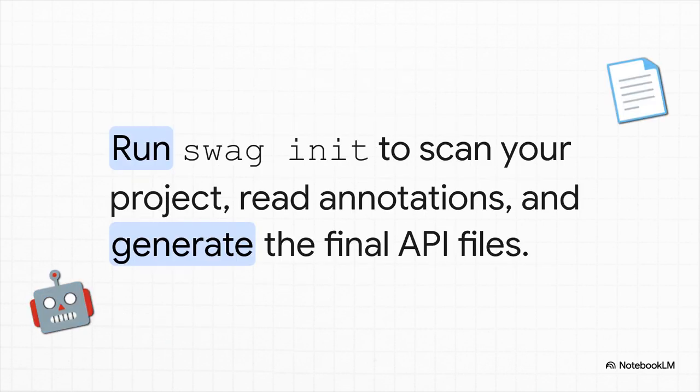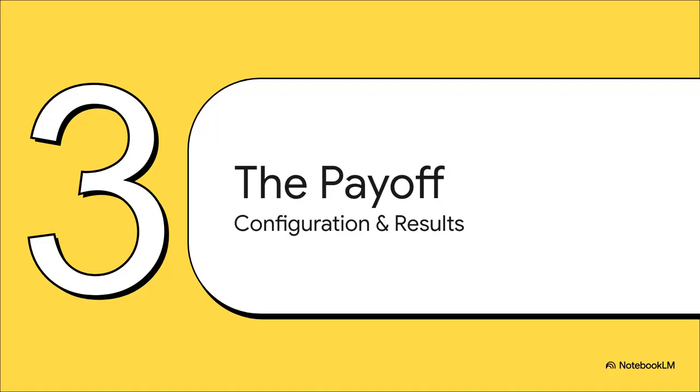And for our final step, we just run the swag init command. This little command tells the tool to scan our entire project, starting right from our main entry point, read all those annotations we just added, and then, poof, it generates a docs directory that has all the JSON and YAML files that officially define our API. And just like that, we've done the 4 steps. The setup is officially complete.